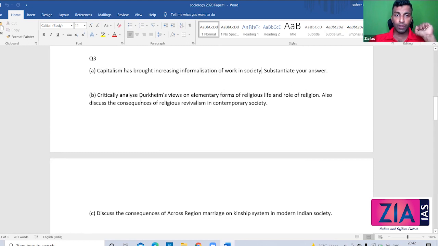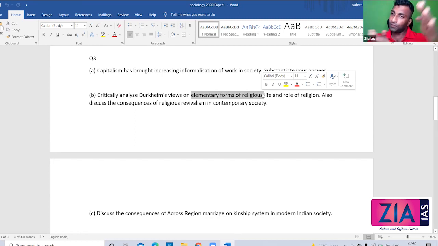At the same time, if you look into this question, there's a direct question on theory of religion, elementary forms of religious life and role of religion. That means first part and second part. What is the role of religion? That is in the second part, functional part. So it's a causal functional theory. Completely you need to write cause and then function. That is what role of religion.